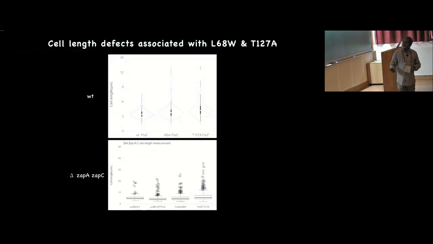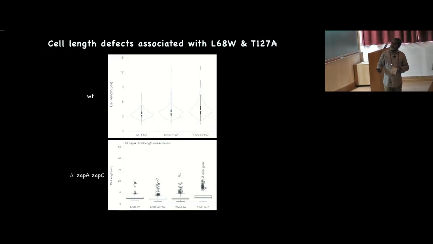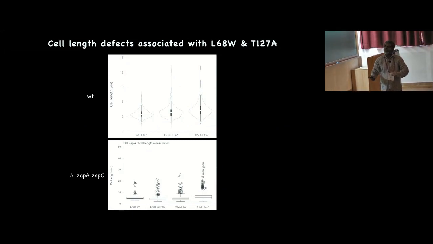And of course, there are cell length defects. So this is the wild type expression. The wild type is always there. It's not that we are removing the wild type in this case, that we haven't still done. We can remove the wild type and check what the cell lengths are.